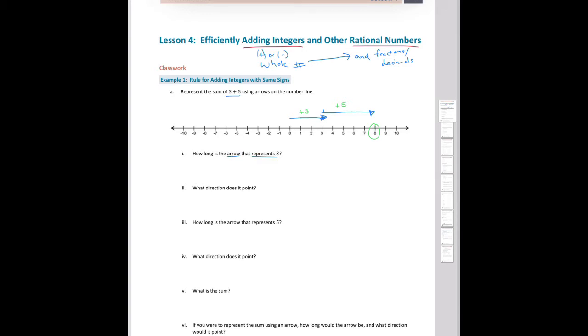The big thing is that the arrow that represents 3 is 3 units long and to the right, and the same with 5, it's 5 units long and to the right. So we know our answer would be 8. If we were to do an arrow for 8, it would be 8 units long, and because it's positive, to the right. Fairly easy. I promise there's a point.